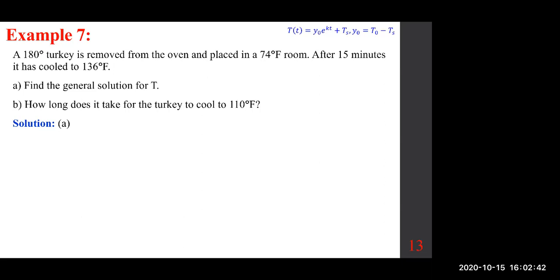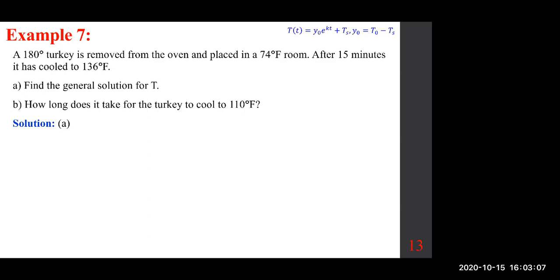A 180-degree turkey is removed from the oven and placed in a 74 degrees Fahrenheit room. After 15 minutes, it has cooled to 136 degrees Fahrenheit. We want to find the general solution. And even if they don't ask for that, we should always do that. And then, how long does it take to cool down to 110 degrees Fahrenheit?